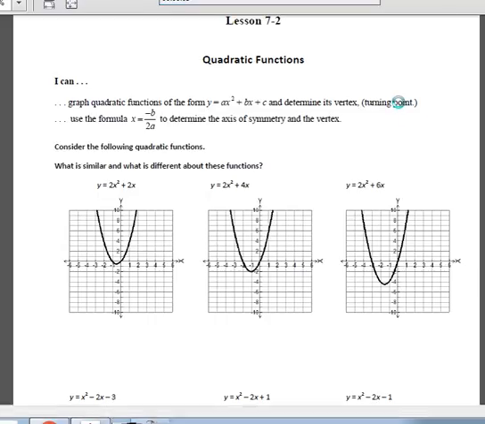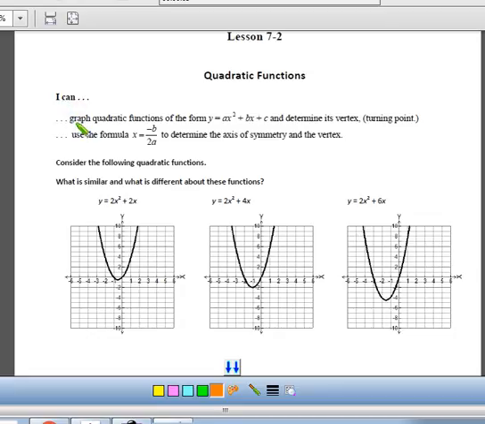Alright, the learning targets for this lesson. I can graph quadratic functions of the form y equals ax squared plus bx plus c and determine its vertex or turning point. And I can use the formula x equals negative b, or opposite of b, over 2a to determine the axis of symmetry and the vertex.